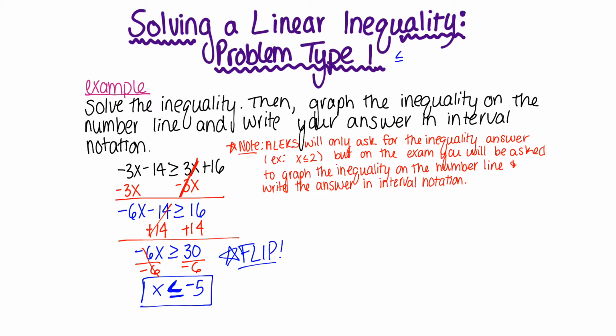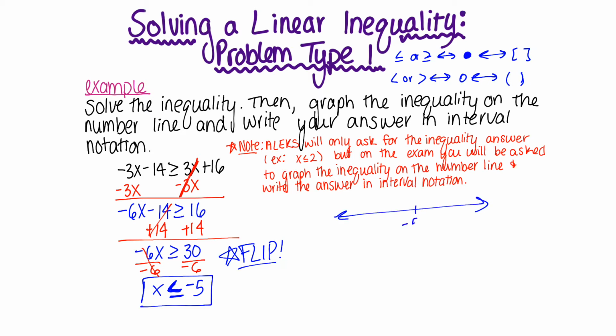As a reminder before I go to do my number line, if you have an underline on your inequality, this will turn to a closed circle on the number line and brackets in interval notation. If there's no underline, that will be an open circle on the number line, and it'll be parentheses in interval notation.